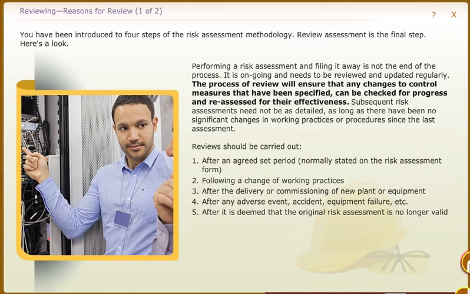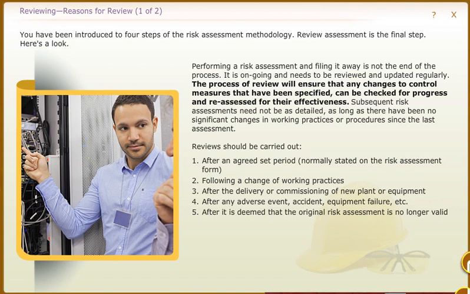You have been introduced to 4 steps of the risk assessment methodology. Review assessment is the final step. Here's a look. Performing a risk assessment and filing it away is not the end of the process. It is ongoing and needs to be reviewed and updated regularly. The process of review will ensure that any changes to control measures that have been specified can be checked for progress and reassessed for their effectiveness.